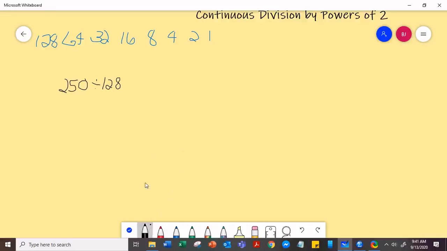So 250 divided by 128 would be equal to 1, with a remainder of around 122. So we put the remainder here. So next we use the next largest number. As we were able to divide by 128, let's put a 1 here. Then let us divide by 64.